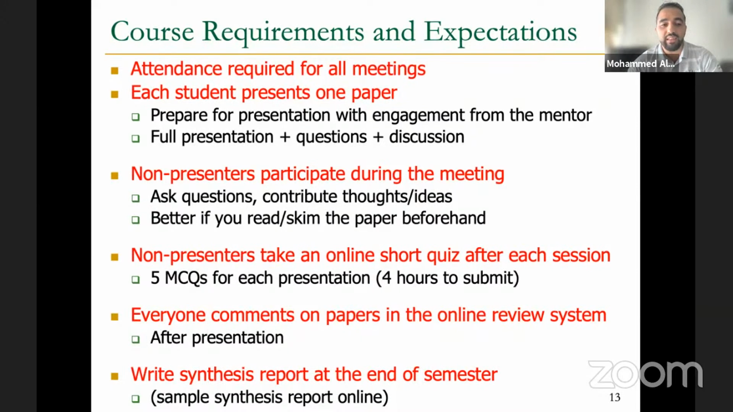Before the meeting, they could ask questions on Moodle and so on. Non-presenters also need to take an online short quiz after each session. So we'll have 5 multiple choice questions for each paper presented. Per day, we may have 2 presentations, then you will have 10 MCQ questions. And you have 4 hours to submit the answers right after the presentation or the lecture.